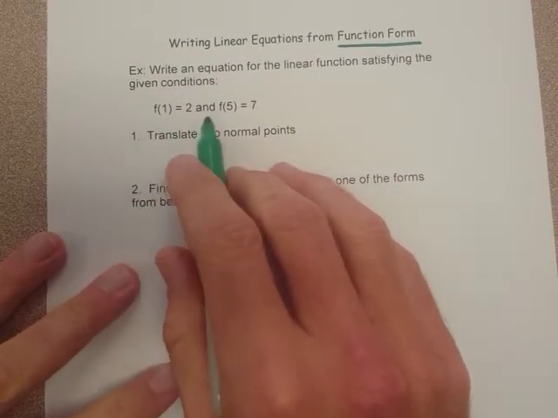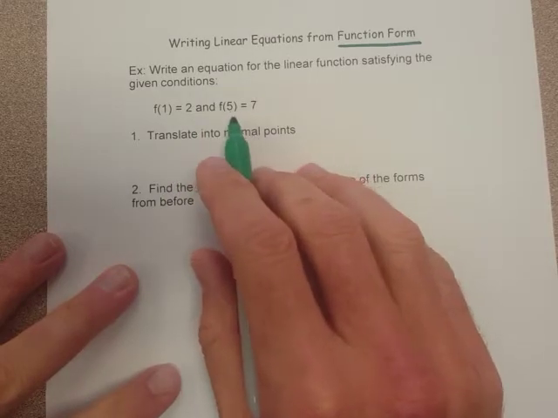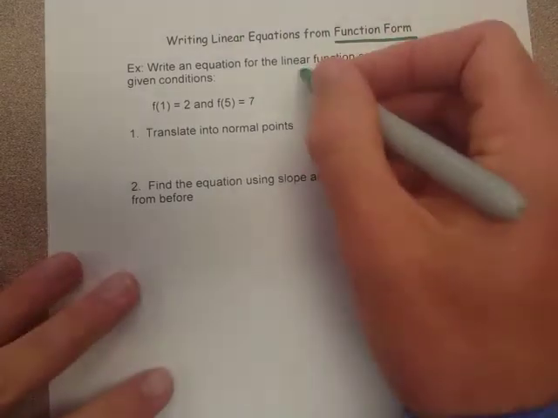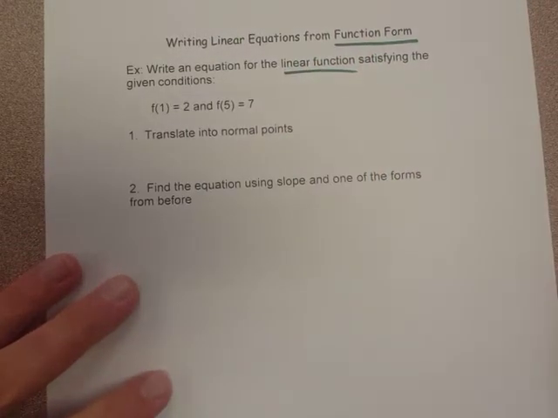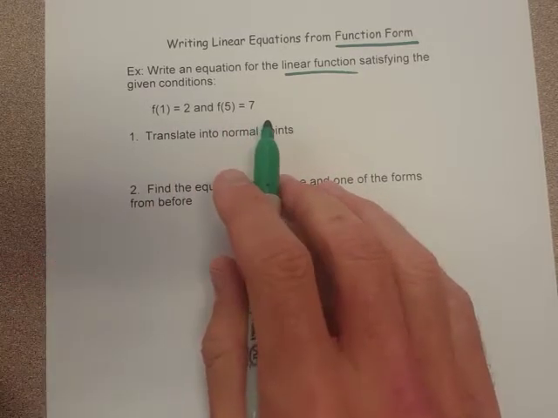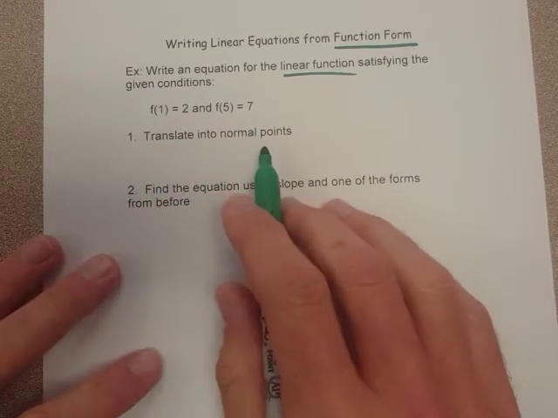f of 1 equals 2, f of 5 equals 7. Now, what does that all mean? We know that it's a linear function, but what we're going to do with these two pieces of information is translate those into regular points, into normal points.